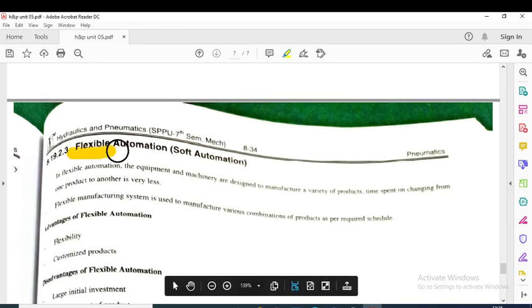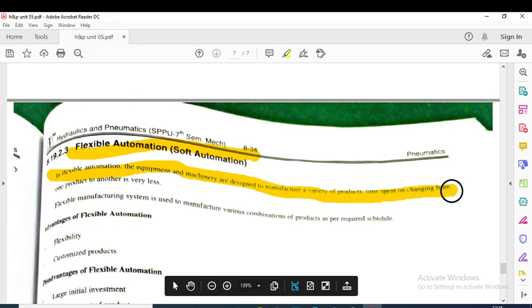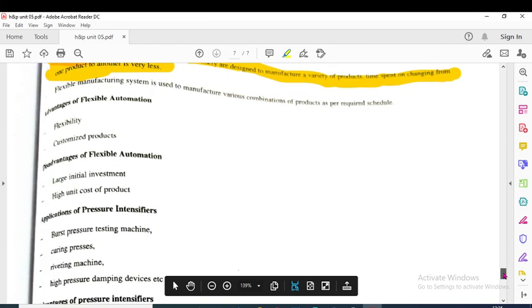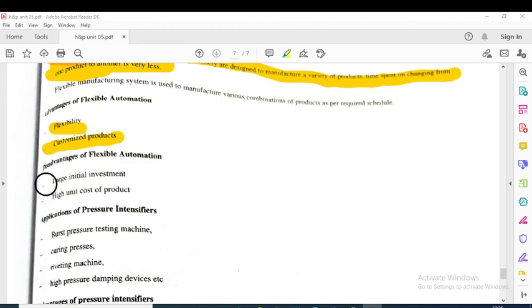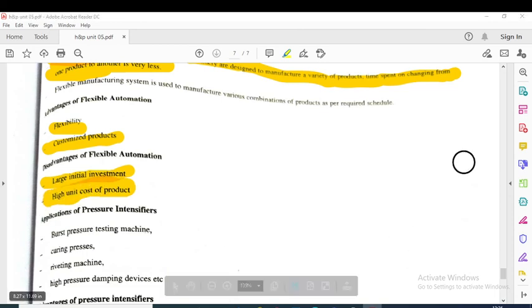It can also be used for flexible automation or soft automation. In flexible automation, the equipment and machinery are designed to manufacture a variety of products. Time spent on changing from one product to another is very less. The advantages of this flexible automation are that it is flexible in nature and allows customized products. Disadvantages are that a large initial investment is required and the unit cost of product is high.